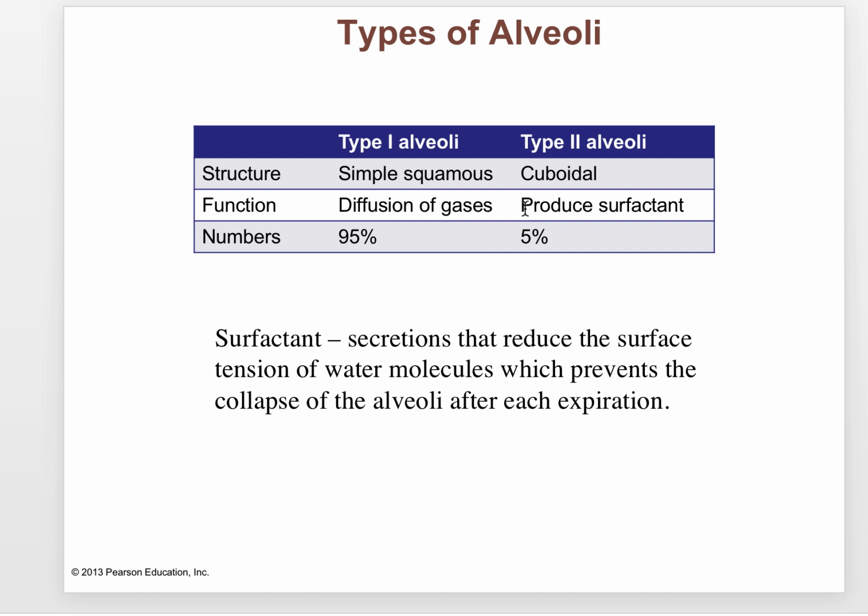Whereas the function of the type 2 alveolar cells is to produce a product called surfactant. Surfactant is a secretion that reduces the surface tension of water molecules, which prevents the collapse of the alveoli after each expiration. It kind of maintains the open alveoli.